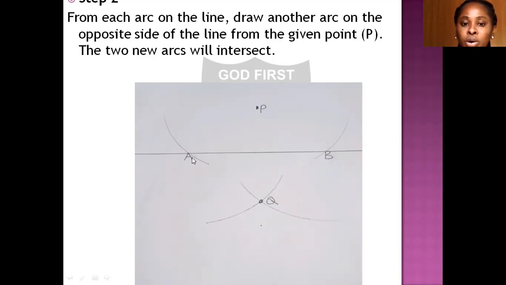Place your compass on A, draw an arc below, because we want to draw opposite the given point P. Go to B, draw an arc. The place at which arc A and arc B intersect, name it Q.